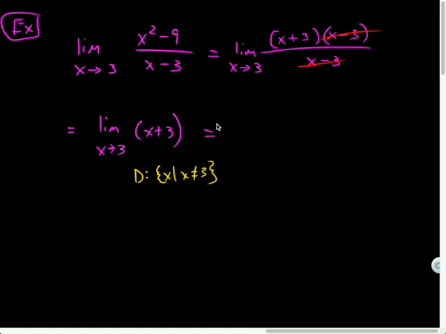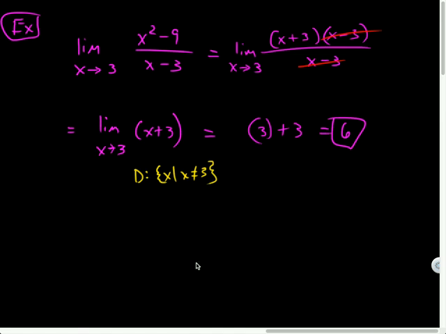So even though this doesn't exist at that point, it's going to behave like this line, y equals x plus 3, everywhere around that point. Okay? So I'm just going to plug in 3. Even though I know it doesn't exist at 3. That's going to equal 3 plus 3, or 6. So the limit is 6, even though it doesn't exist there.